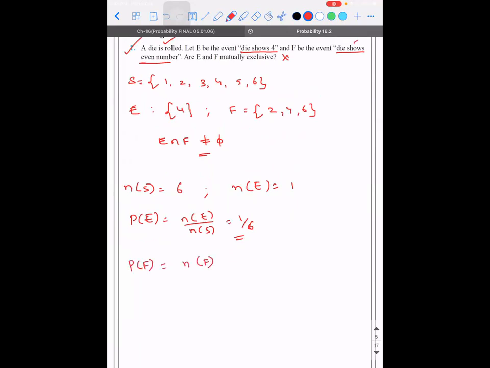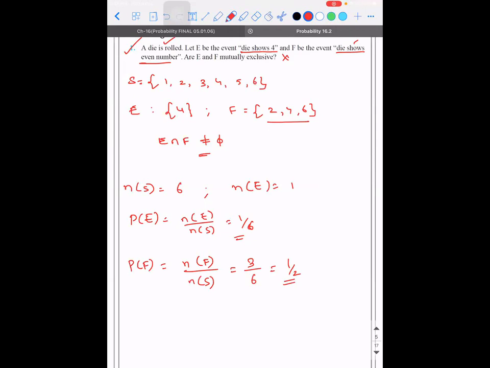That is the number of elements in F divided by the number of elements in the sample space. So what is the number of elements in F? There are 3 elements divided by 6. It is 1 by 2, which is 50% probability. It means when you roll a die, you have 50% even numbers and 50% odd numbers, right? So that's the meaning. Are you able to understand the axiomatic definition of probability?